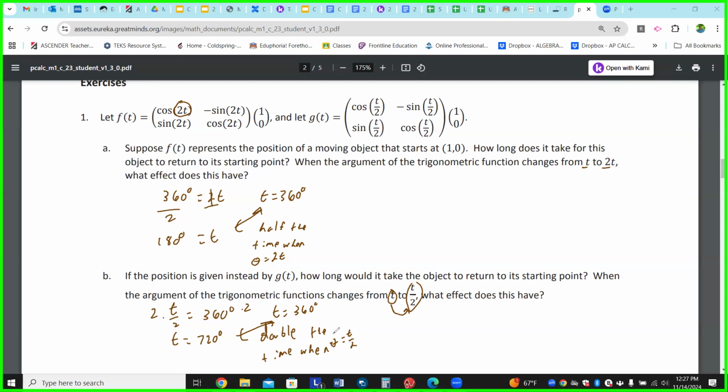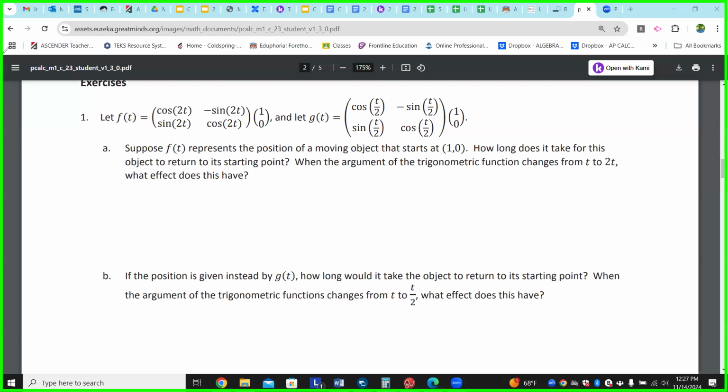Let's do some more examples. More examples always help me.